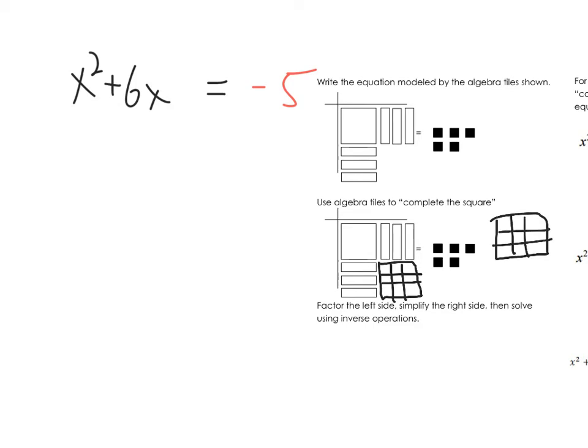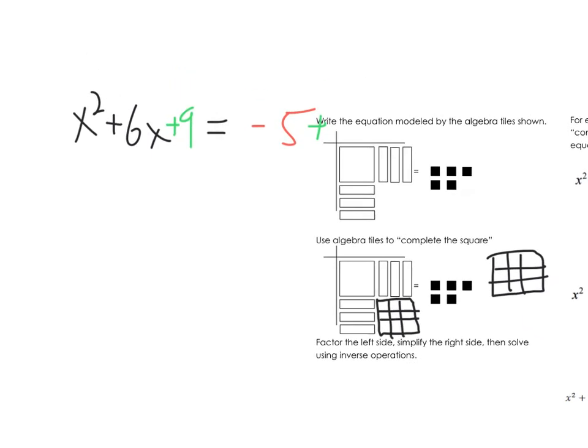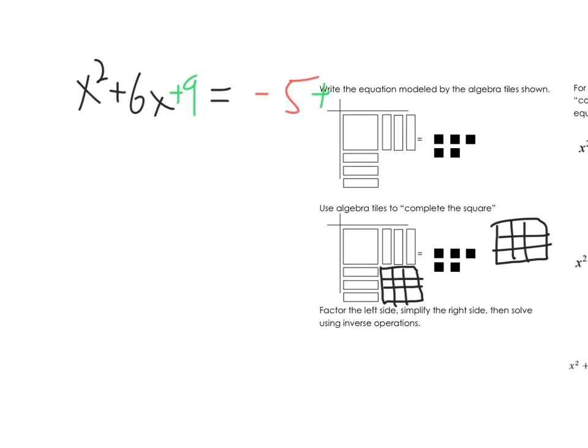So what did I just do? I'm going to cheat here. I'm going to go plus 9 here. So I added 9 to both sides. If I clean this up a little bit, I see x squared plus 6x plus 9 equals 4.